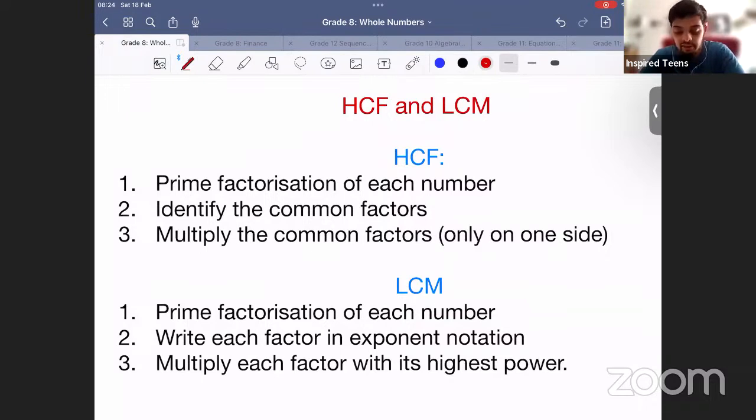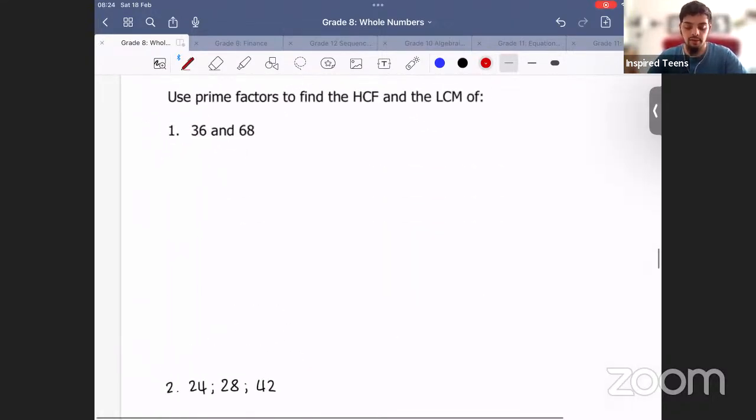So HCF and LCM, highest common factor and lowest common multiple. So the first we're going to start off with is highest common factor. We have steps written out. So the first step is prime factorization of each number. So you need to write out the prime factorization of each number, which we just learned, right? That's why we learned it, so that we can utilize it to calculate the highest common factor between 2 or 3 numbers, okay? So, yes, we first need to do the prime factorization of each number, obviously using the ladder method. Then it says identify the common factors, multiply the common factors only on one side. Okay, so that's going to make sense once we do prime factors.